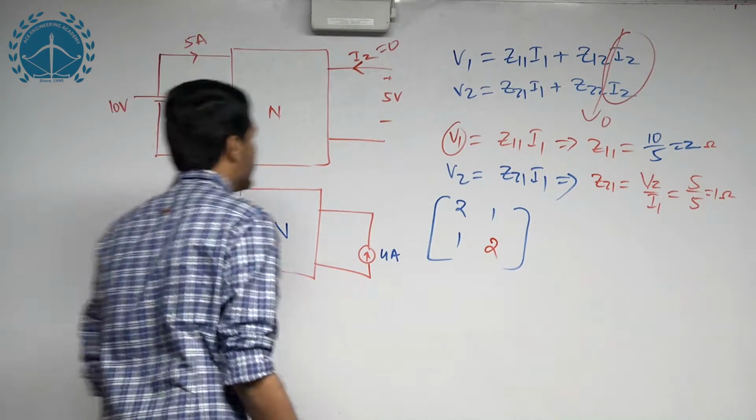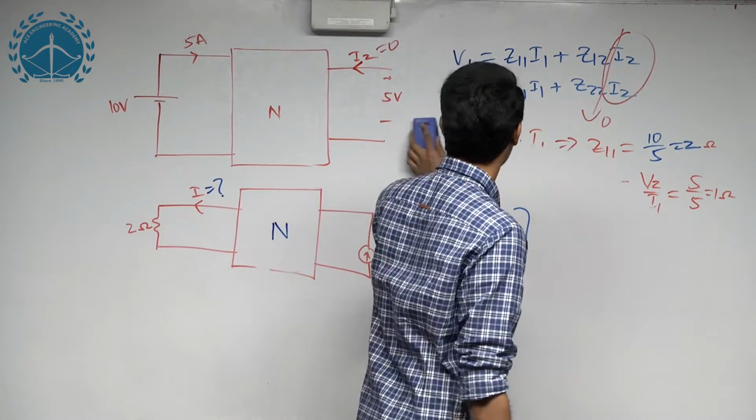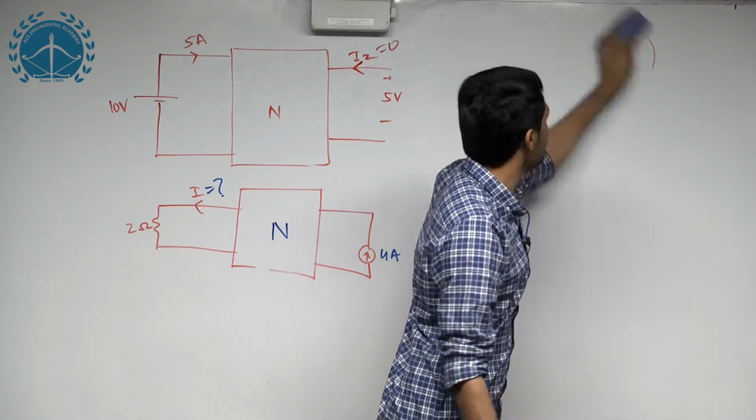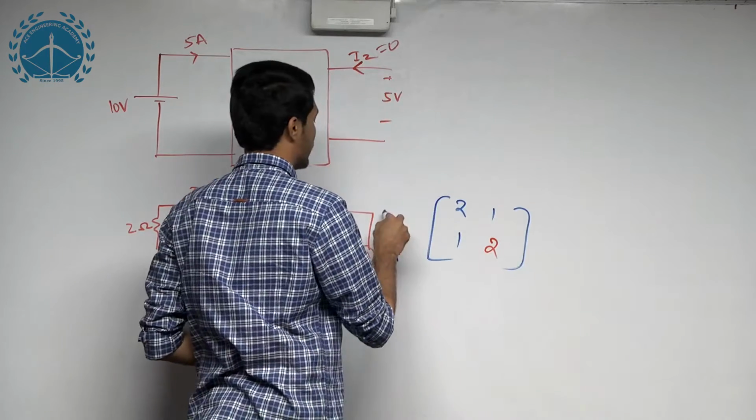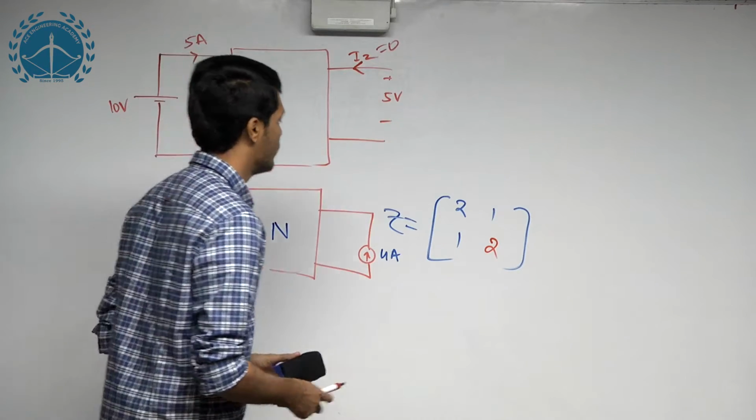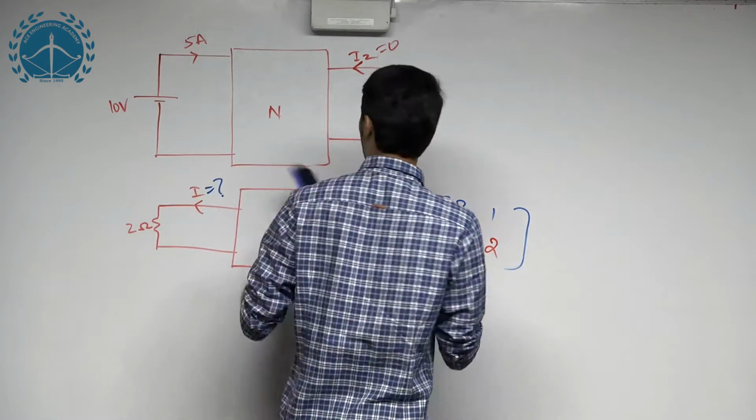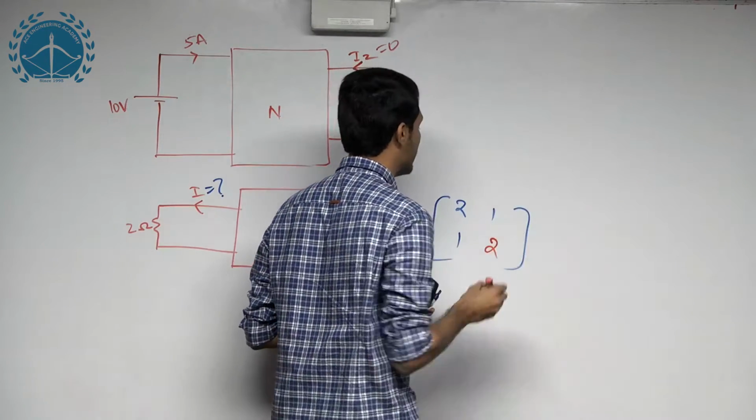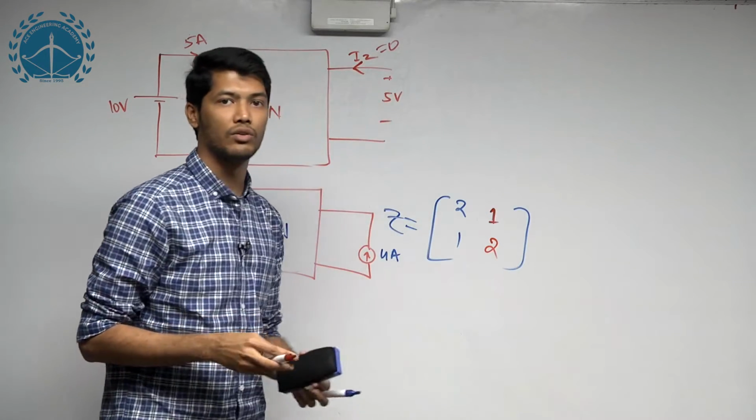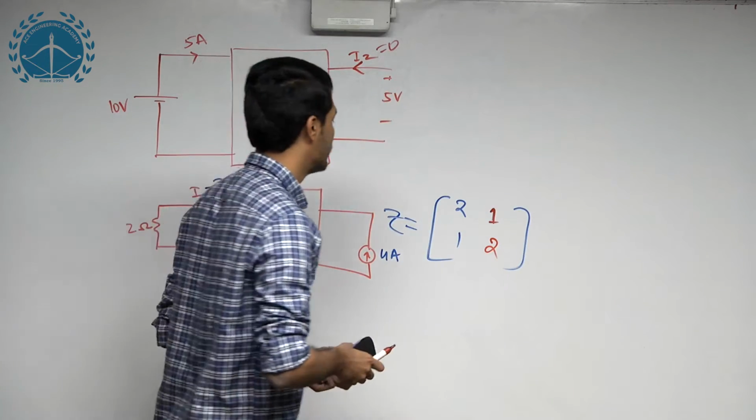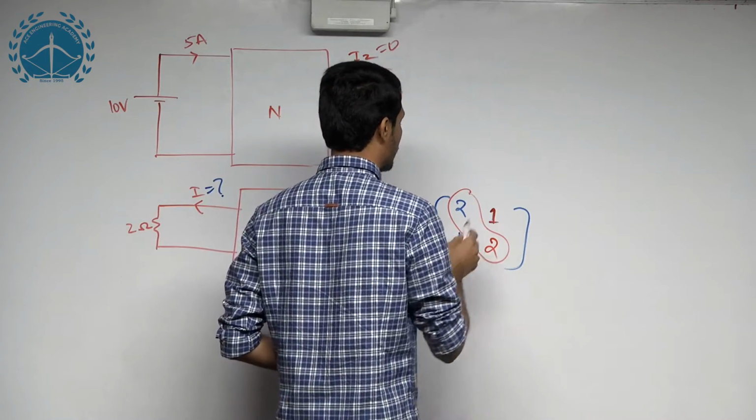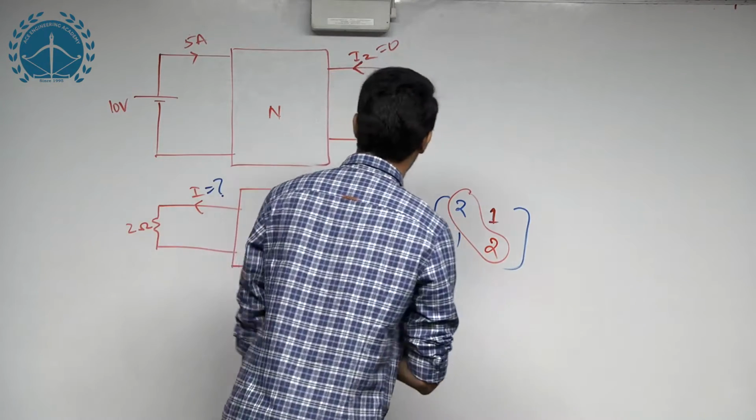Now find out the other parameters. These are the Z parameters that I got from this initial circuit. These are the values found from the given data, and these are the derived parameters based on the conditions of symmetry and reciprocity. As you can see, this corresponds to symmetry, whereas this corresponds to reciprocity.